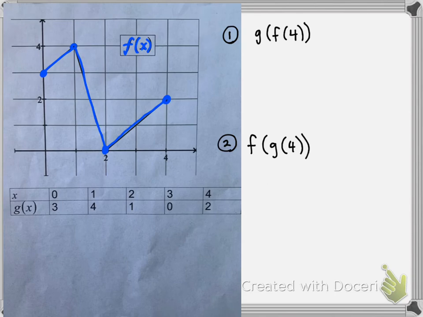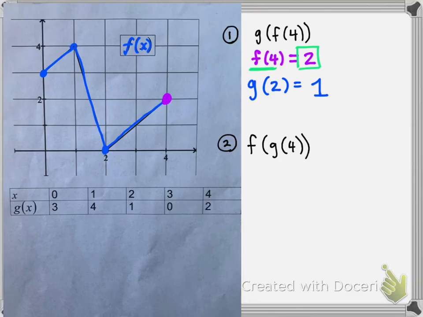So if we remember back from the steps, the first thing we would do is first find f of 4, meaning I look at f's function where x is 4, and I see that we're dealing with a y value of 2. That means that I can replace f of 4 with 2, and I can rewrite g. So now I have g of 2. Well, g of 2 means go to where x is 2 and find the g value, you get 1. So your final answer for g of f of 4 is 1.